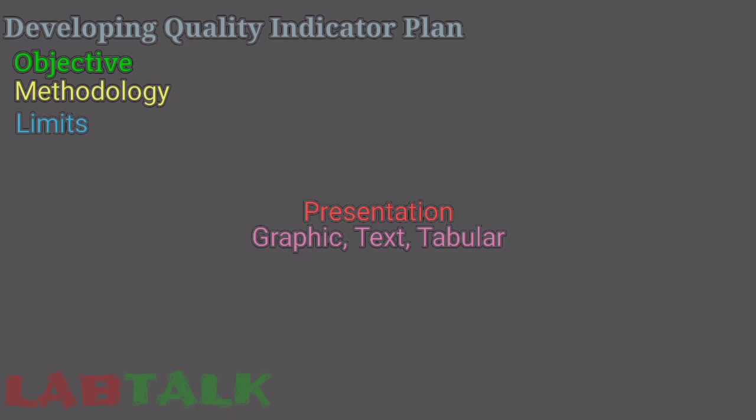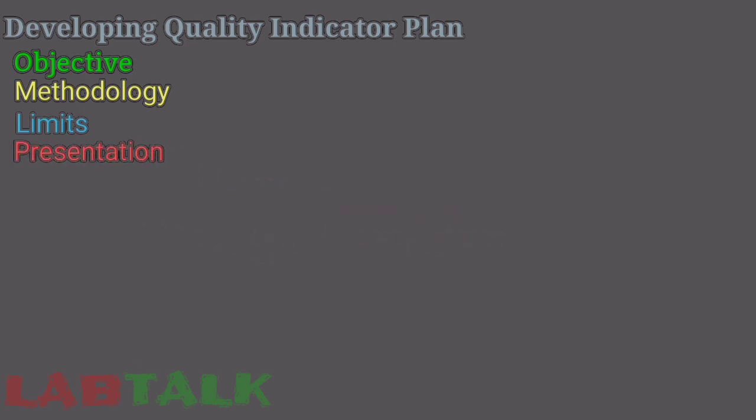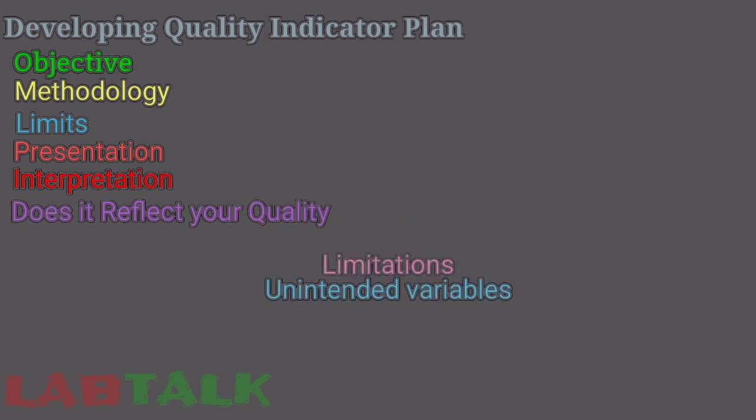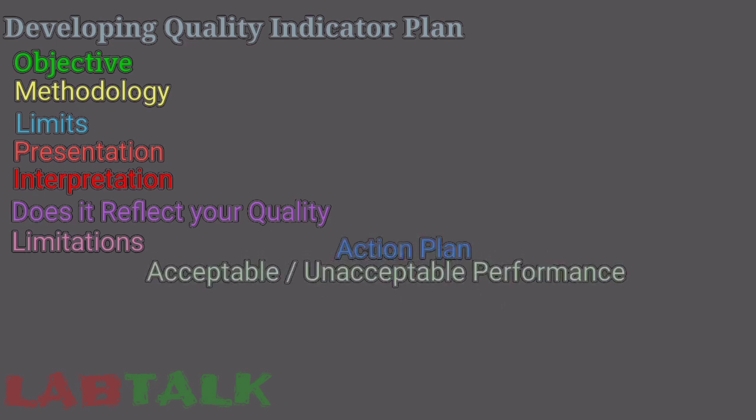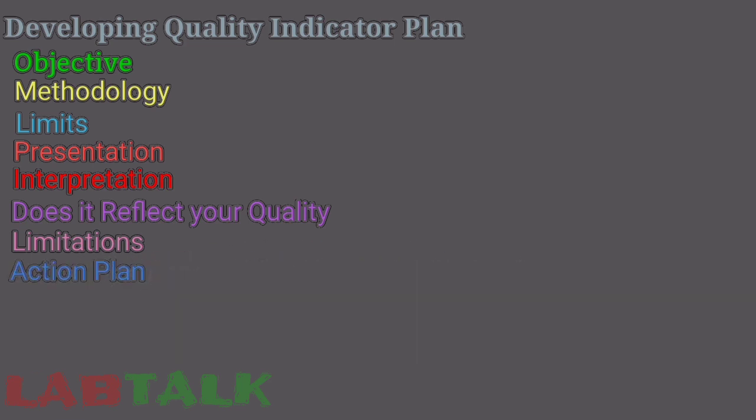Presentation, like graphic presentation, tabular form presentation, text presentation should be looked at. How to interpret the data, that is interpretation, or what does it mean? Does it reflect your quality? What are the limitations, unintended variables in the quality indicator? What should be the action plan if it does not indicate acceptable performance? And finally, an exit plan should be mentioned in the procedure while defining a quality indicator.